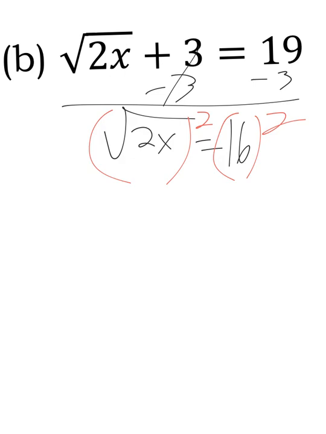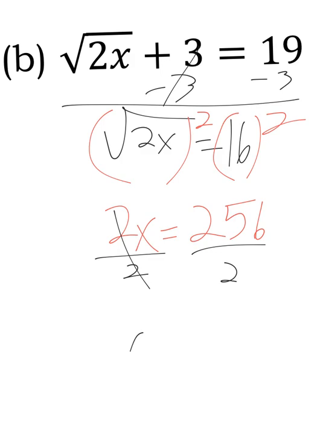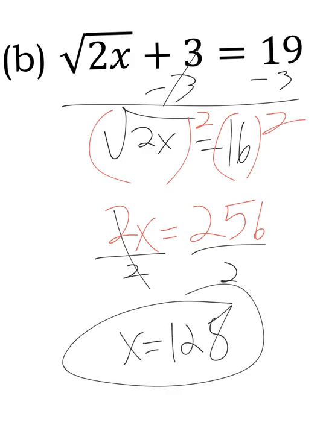But yeah, 2x squared, when it's square rooted, just leaves behind 2x. And 16 squared is 256. So just divide by 2. And x equals 128. And that's it for that one.